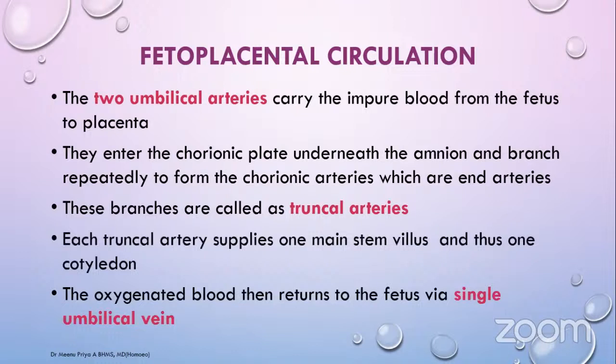The oxygenated blood then returns to the fetus via a single umbilical vein. Usually an artery carries oxygenated blood and a vein carries deoxygenated blood, but in the fetus it is not the same. The umbilical artery carries deoxygenated blood and the umbilical vein carries oxygenated blood. The umbilical artery takes blood from the fetus to the placenta, and the umbilical vein takes the blood, which is reoxygenated in the placenta, from the placenta to the fetus.